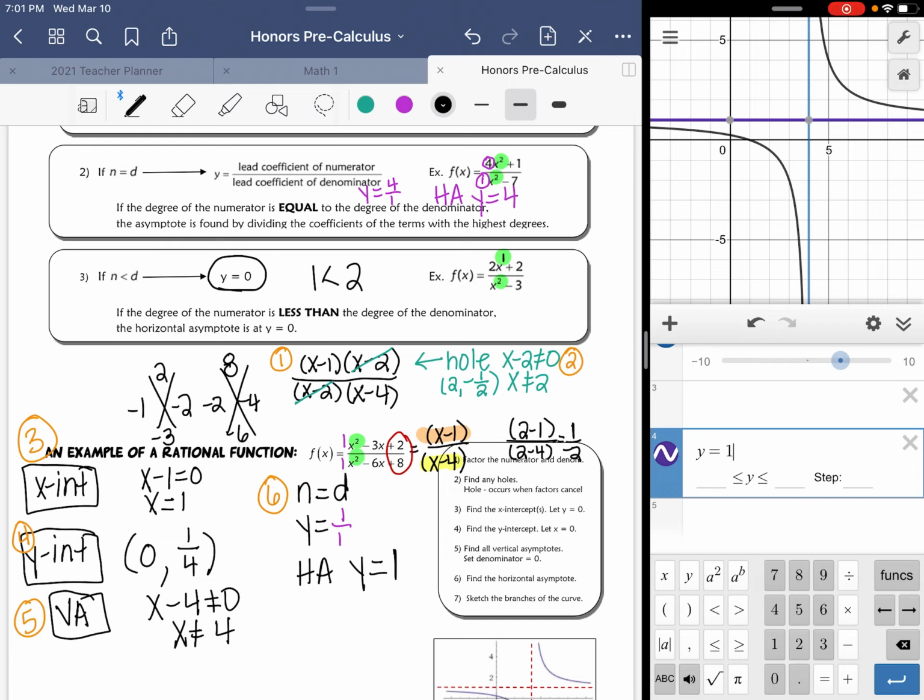Step 3 is your x-intercept. Whatever's left in the numerator is going to be where your graph is going to cross the x-axis. Number 4 is your y-intercept.